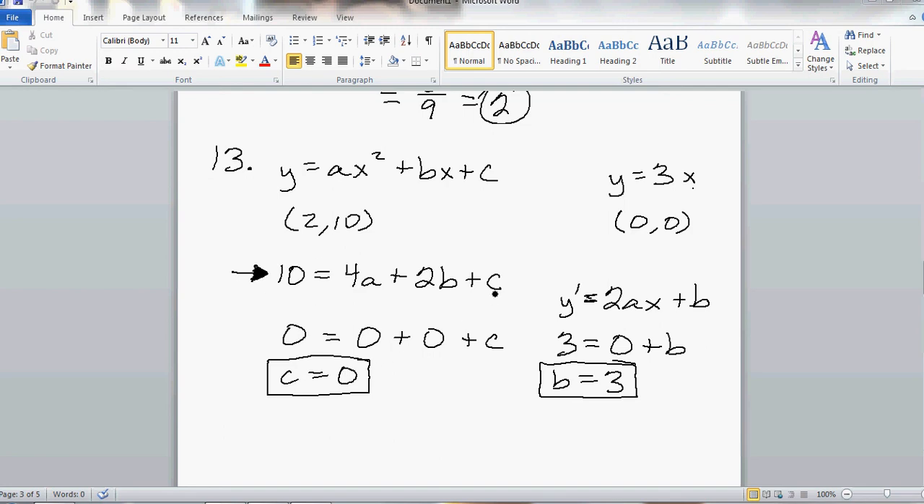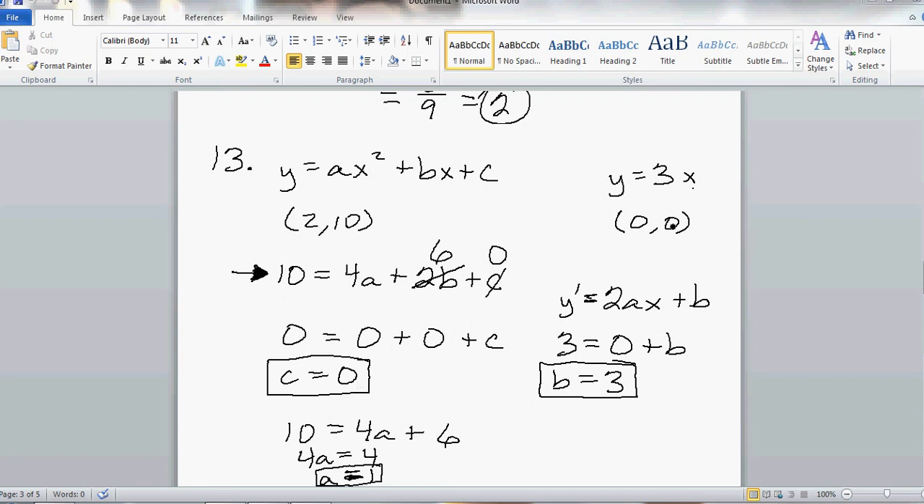Now we know that c is equal to 0, so we can change that to a 0. We know b is equal to 3, so that would become a 6. So we get 10 equals 4a plus 6. And then this becomes a really simple equation to solve for a. Subtracting 6 from both sides, we get 4a equals 4. And then dividing both sides by 4, we get a equals 1. So we found a, we found b, and we found c.